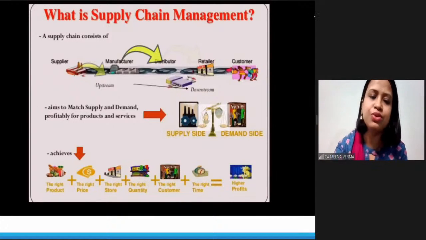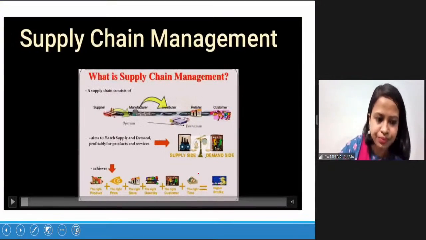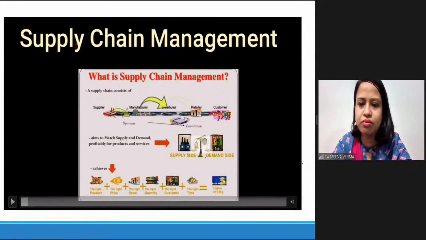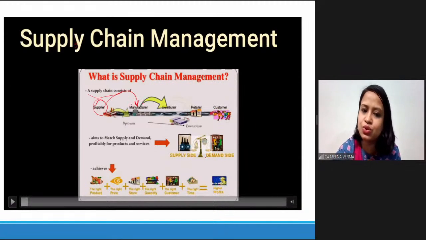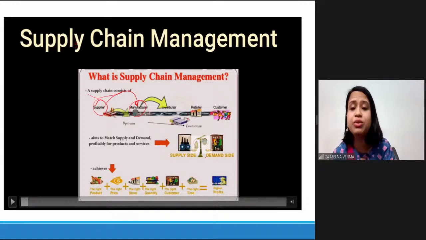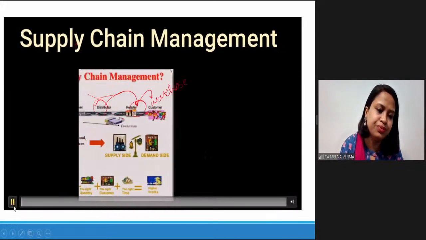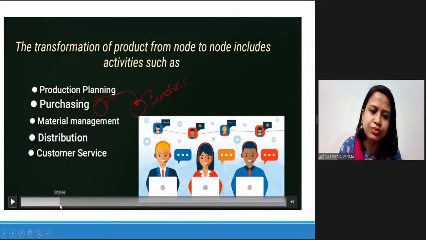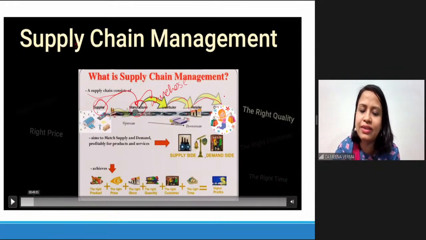Supply chain management. In this case, what happened? The supply chain consists of a supplier. Then the supplier will take its raw material to the manufacturer. This manufacturer will convert raw material into finished goods. Then we will place these finished goods in the warehouse. Then from this, we will take it to the distributor, then to the retailer, and then to the customer.